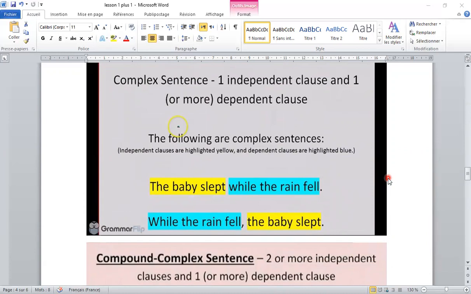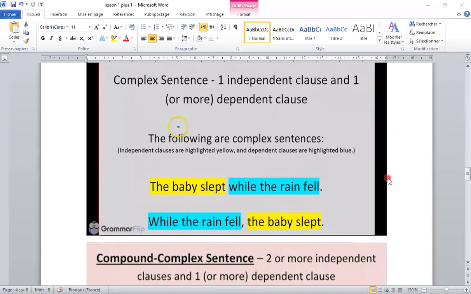What does it mean if you tell me while the rain fell? I have not got your point. There is no clue. What do you mean by while the rain fell? It's not my business. What do you want to say? But if you tell me the baby slept, I understand that the baby was crying or was tired, it was high time for the baby to sleep. The baby slept while the rain was falling.